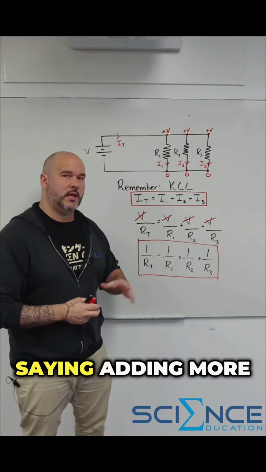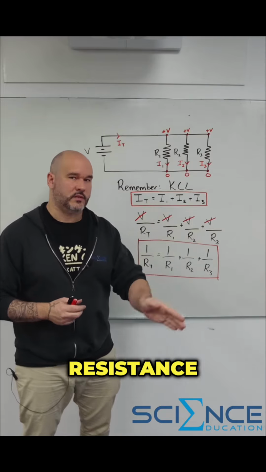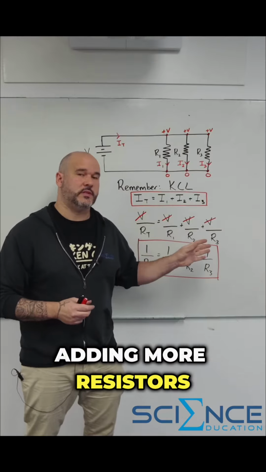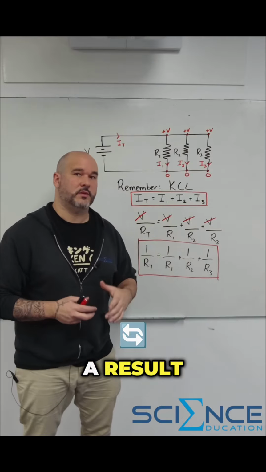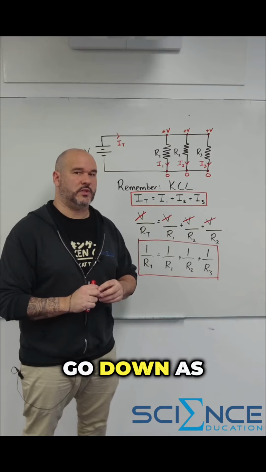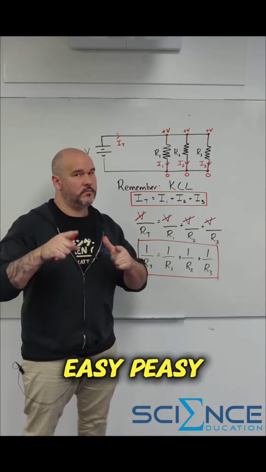So rather than saying adding more resistors gives less resistance, we just say adding more resistors gives more current. And then as a result, the resistance must go down as the voltage source is constant. Easy peasy. Got you an extra mark.